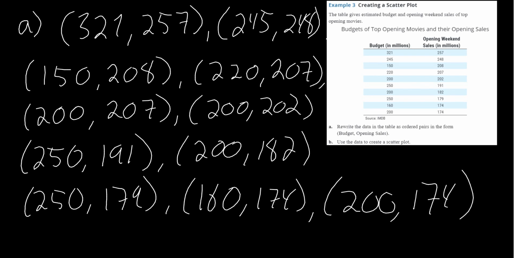So I had 1, 2, 3, 4, 5, 6, 7, 8, 9, 10, 11. 1, 2, 3, 4, 5, 6, 7, 8, 9, 10. Uh-oh. What? 2, 4, 6, 8, 10. Oh no, I doubled up somewhere. Alright, so let's see. 150, 220, 200. Oh. 2.